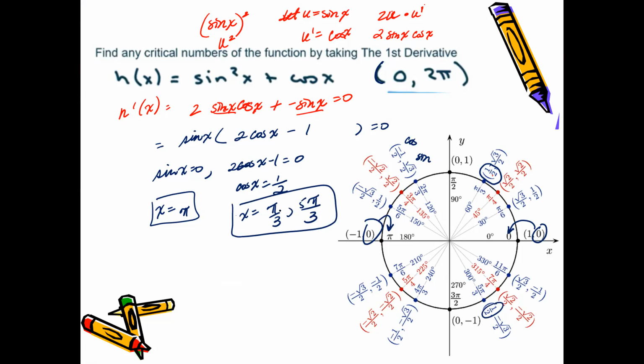Both of these, the pi over 3 and the 5 pi over 3, are within the interval of 0 to 2 pi. So these 3 are your critical points.